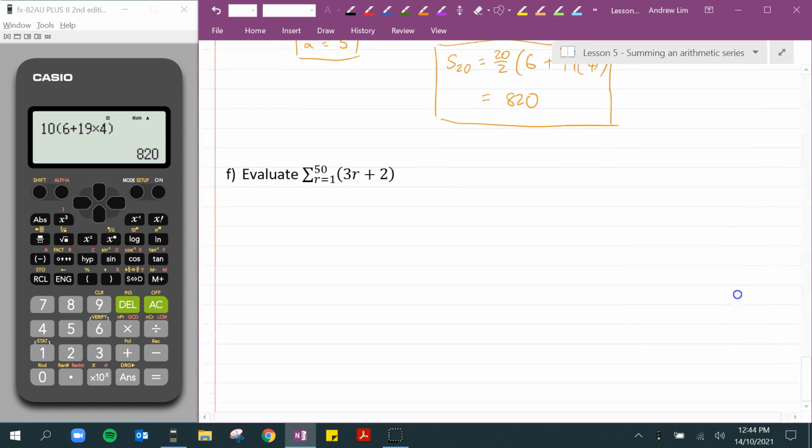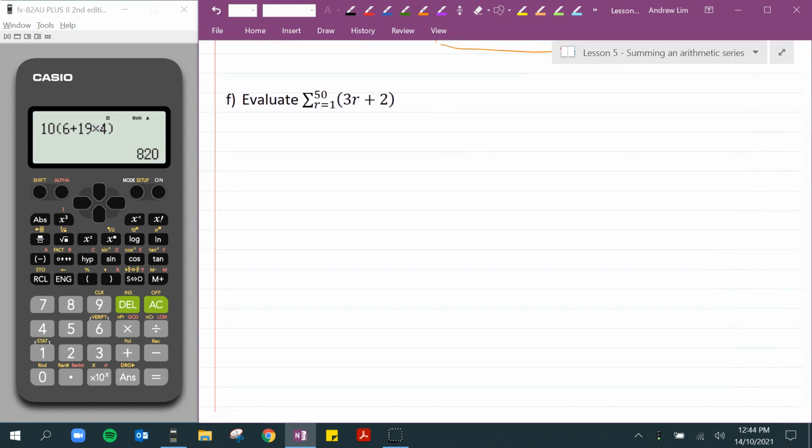Alright, last one for this lesson. Evaluate the sum of 3r plus 2 from r equals 1 to 50. Okay, so what this is saying here, because that symbol means sum, so we know it's a series. The first term will begin when r is equal to 1, and the last term is when r is equal to 50. Okay, so the first term a is when r is equal to 1. 3 times 1 plus 2, 3 plus 2 is 5.